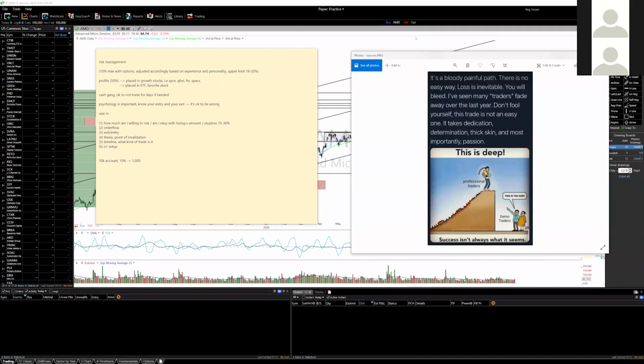So we're just going to go over some risk management ideas, strategies, as well as going through the psychology of every trade. Whenever you have a large sum of money or just money in general, I think it's very important to understand how much you're allocating towards any type of trade you're making.